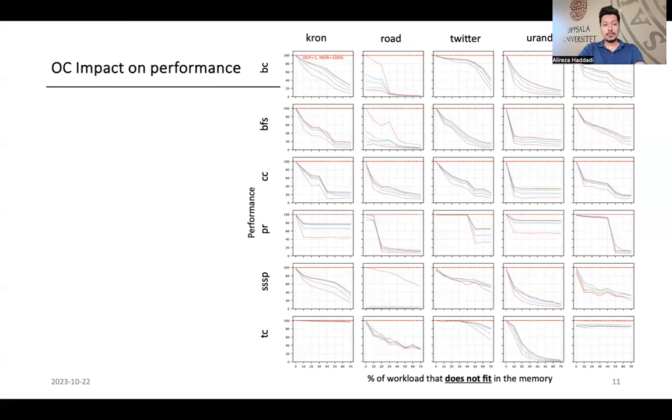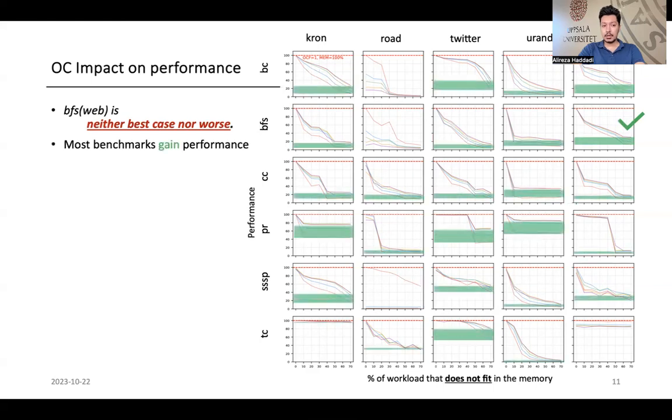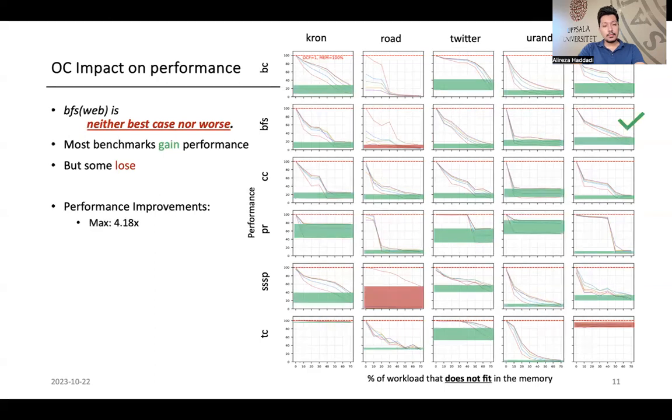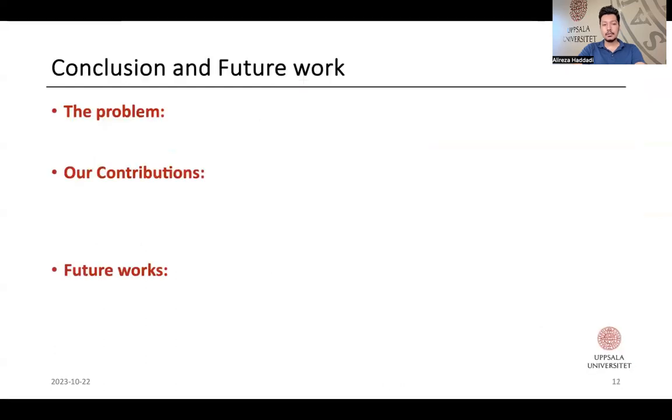Now we are going to see the overcommitting impact on performance for different input graphs, as well as different applications. BFS Web was neither the best case nor the worst. Most benchmarks gained performance, however, some lost. So for performance improvements, the maximum performance improvement was 4.18x with a geo mean of 1.65x.